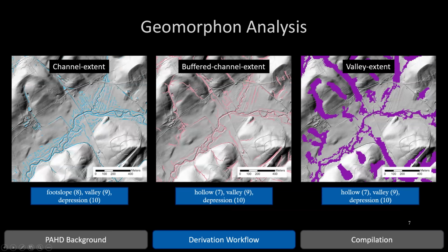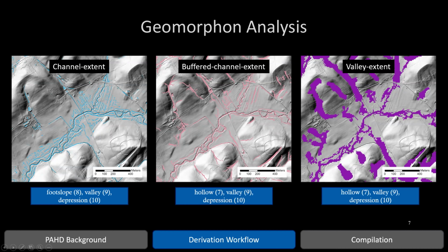Now, when I work with geomorphons, I actually produce 3 products. The main product is the channel extent geomorphon shown to the far left, shown in blue, and that is a product that's targeting channel features. And channel features generally correlate with stream features. The other 2 products, I'm not necessarily targeting specific features, but I'm using these other 2 products to winnow down the data that's present in the channel extent feature.